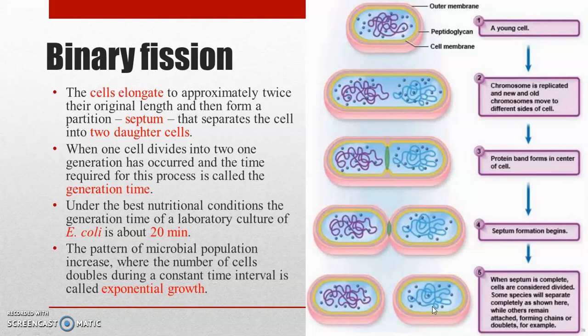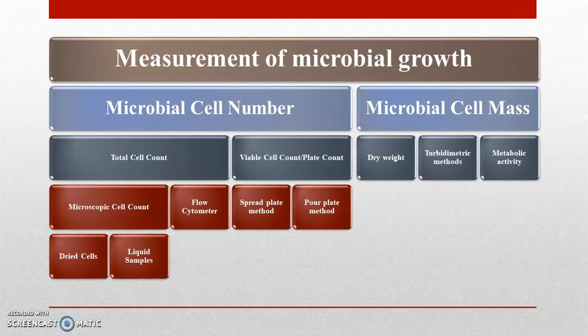And if the pattern of microbial growth is that the number of bacterial cells are doubling at regular time intervals, then it is called exponential growth. So in the case of E. coli, if the conditions are optimum, at every 20 minutes the number of bacterial cultures will double. And this pattern of growth where the number of bacterial cells double at regular time intervals is called the exponential growth. Now let us see how the measurement of microbial growth can be done.